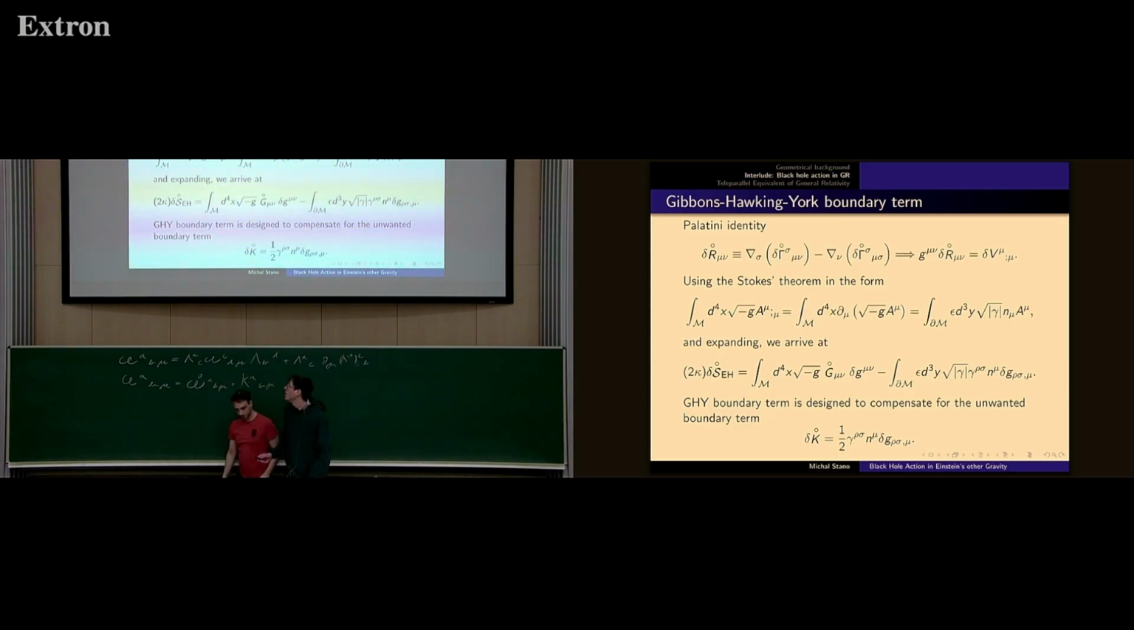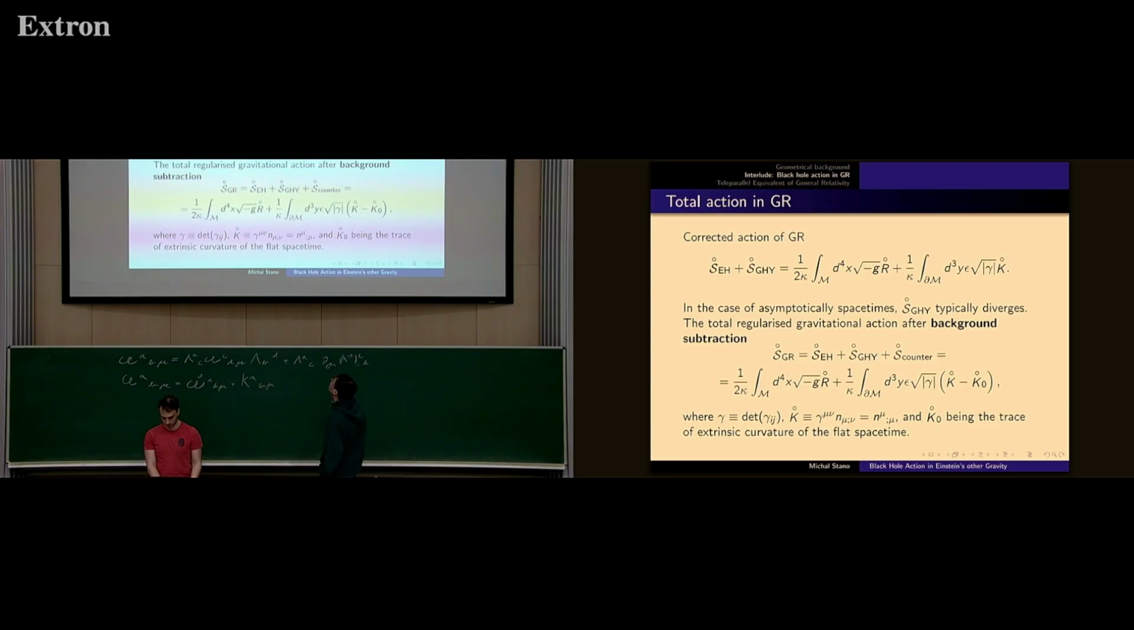Okay, and also notice that we can actually rewrite this expression in terms of what is called the extrinsic curvature, or rather its trace. And therefore, the overall corrected action of general relativity turns out to be corrected by this boundary term proportional to the extrinsic curvature. However, this is not our final form of the action we want to work with, because it turns out that in the case of asymptotically flat spacetimes, these actions, given in terms of the Gibbons-Hawking-York boundary term only, suffer from infrared divergences.